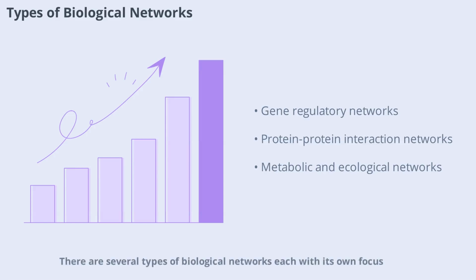There are several types of biological networks, each with its own focus. Gene regulatory networks map how genes control each other's expression. Protein-protein interaction networks show how proteins physically interact. Metabolic networks trace the flow of metabolites through biochemical pathways. Ecological networks, on the other hand, illustrate relationships between species in an environment.